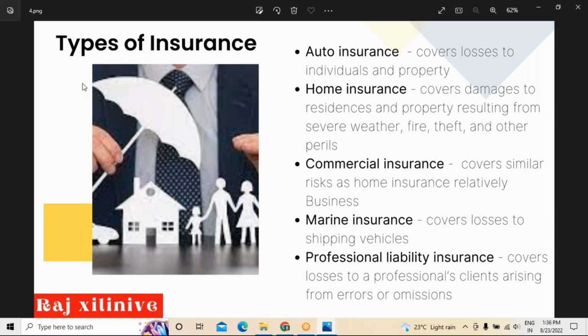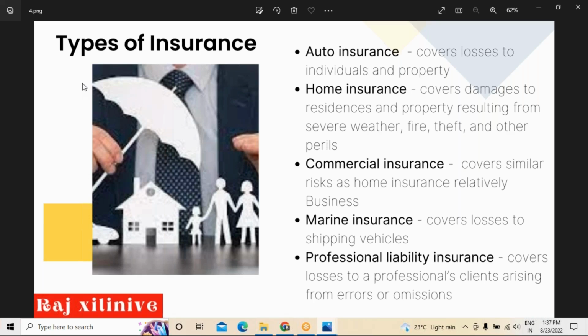At the same time, commercial insurance majorly focuses on business-related matters. It's not only about homes. A business can be insured, and that comes under commercial insurance. At the same time, we have marine insurance as well.